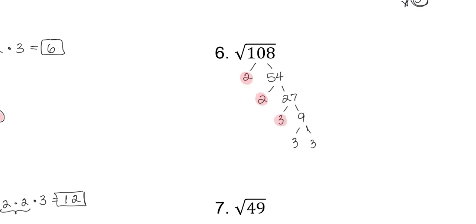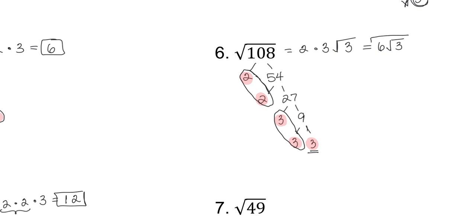So we have all of these numbers at the end of my branches. We have a pair of 2's here, so I get a 2 outside the square root. I have a pair of 3's. That gives me a 3 outside the square root. And I have 1 3 left over that has to stay inside. Okay? So the 2 and 3 that I pulled out can be multiplied. So 2 times 3 gives me 6. And then we still have that root 3 at the end. So the square root of 108 simplifies to 6 square root 3.